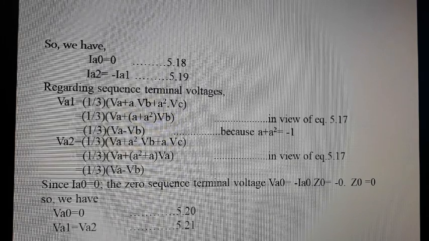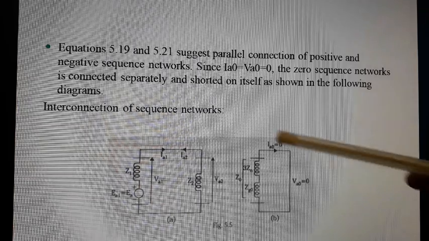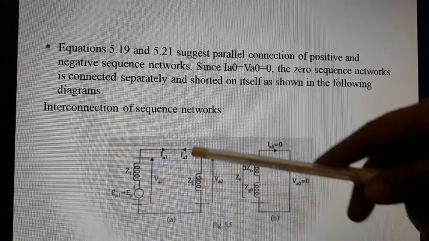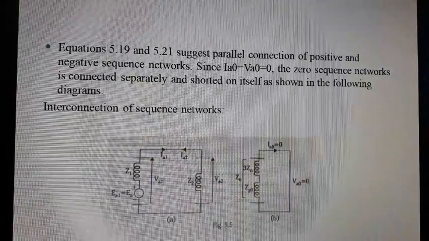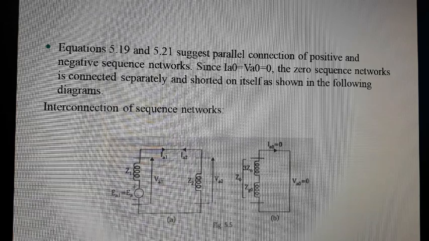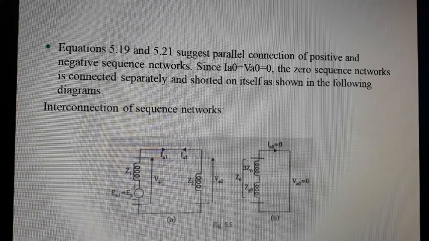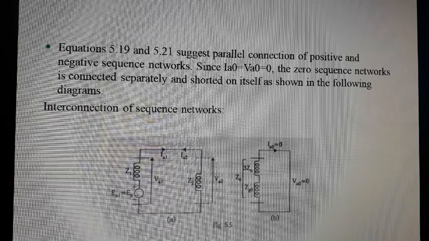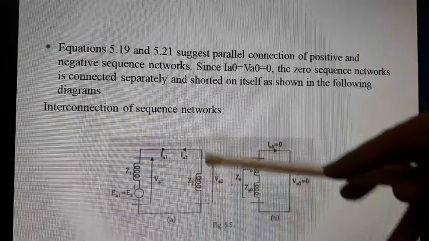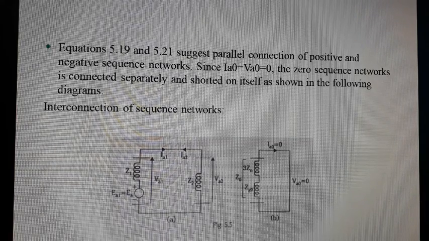So therefore the sequence networks must be interconnected like this. Separately they can be shown: the positive sequence network and the negative sequence network are connected in parallel like this. Now VA1 must be equal to VA2, and VA0 is equal to 0, IA0 is equal to 0. So the zero sequence components can be written separately, and for a line to line fault this will be the equivalent circuit.